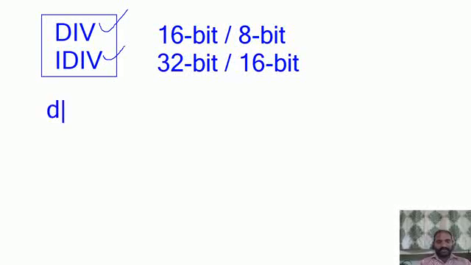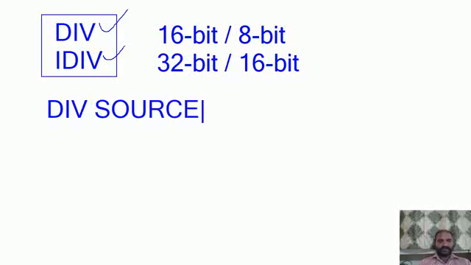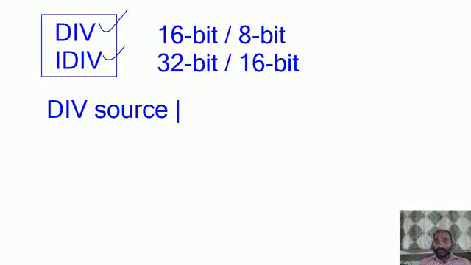Div instruction. The syntax is div space source. Let me take the simple one. Whenever you are trying to execute this operation, if the source is an 8-bit number, then the source is nothing but the denominator. In the division, source is nothing but the denominator. So if the source is an 8-bit number, then the numerator is going to be a 16-bit number. If the source is a 16-bit number, then the numerator is going to be a 32-bit number.